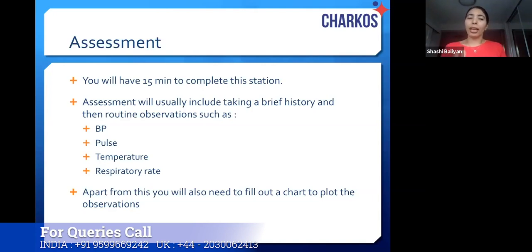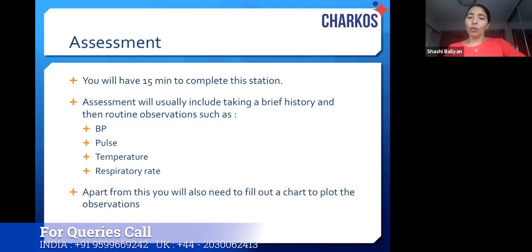So you tell the patient that, okay, I'm going to check your pulse for 2 minutes, and in this time I just want you to relax and just don't talk. Yeah. And after the 2 minutes, then you will tell the patient that, okay, in these 2 minutes, I have checked your respiratory rate as well as your pulse.